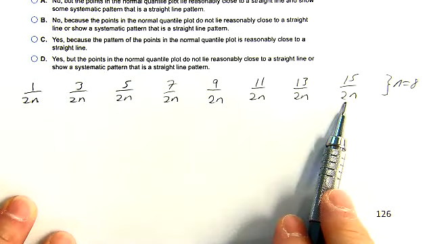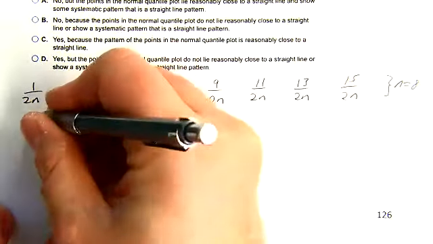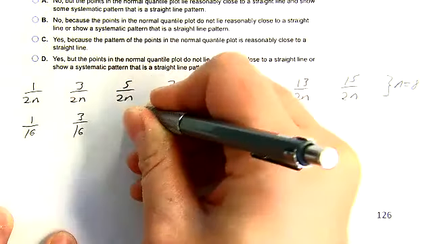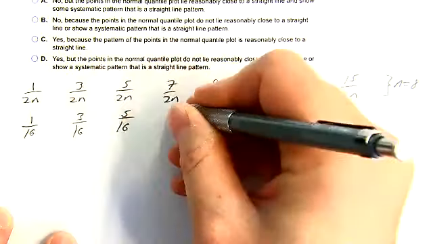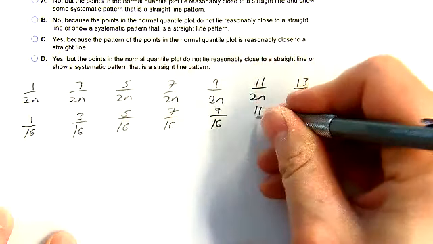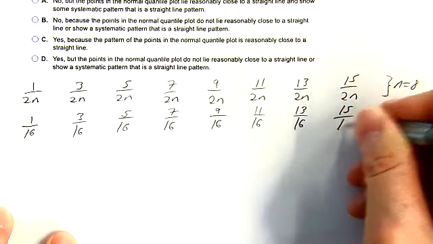If n is 8, though, then this is just 2 times 8, which is 16. So this is really 1/16, 3/16, all the way up to 15 over 16.